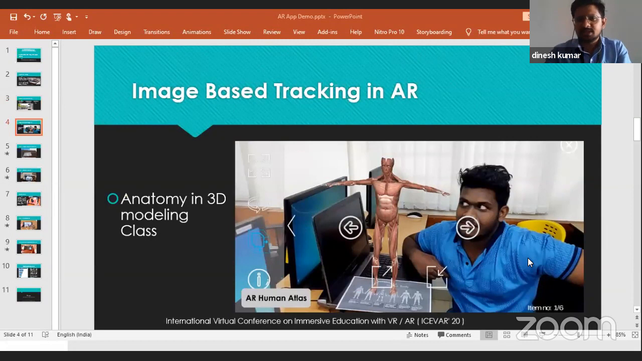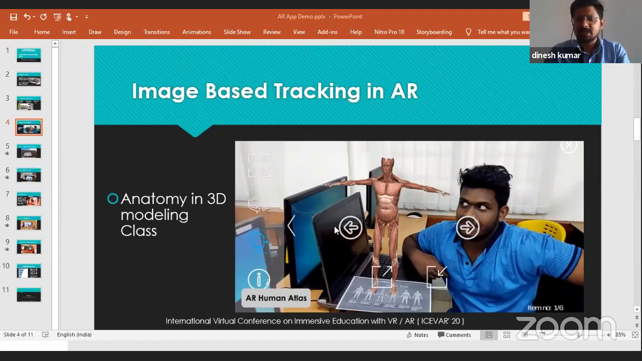Right now you're looking at one of our research facilities, image-based tracking. This is image-based tracking in augmented reality, where people will see the 3D element in the live world. We call this image-based augmented reality because this 3D element has been raised from the image here. When this image is noticed by the camera in your smartphone, it triggers the 3D element. We have made such apps for the Android platform. This is the app name, AR Human Atlas.